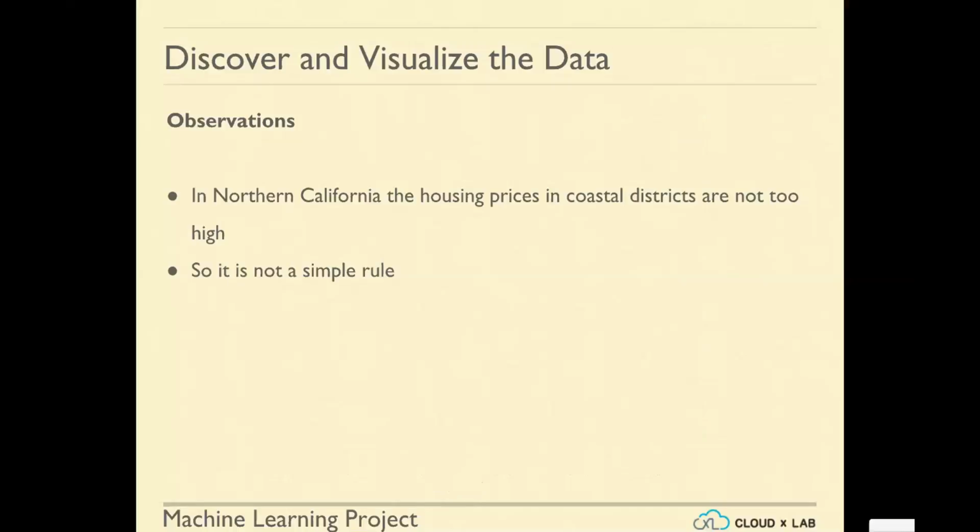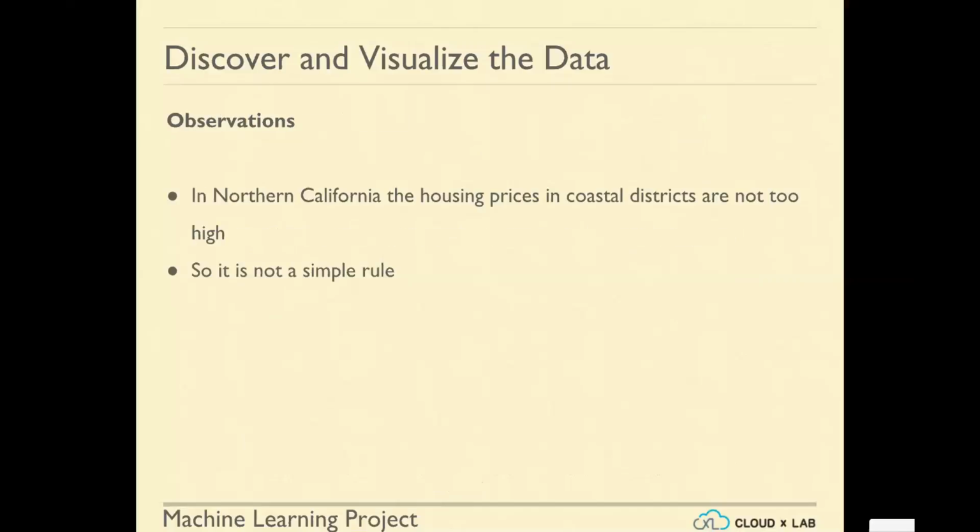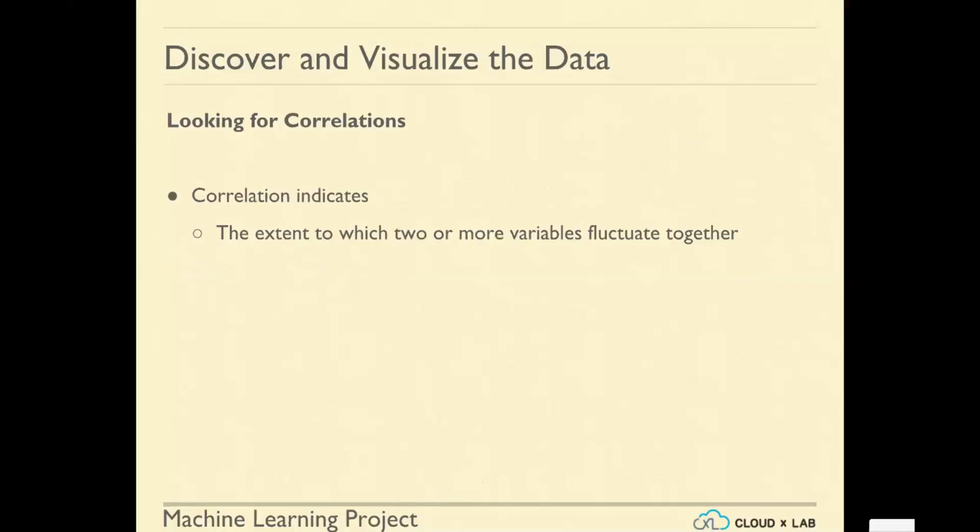So let's take a look at the other parameters. Let's try to find a stable, predictable way of forming the correlation. So let's try to understand what it means by correlation. Correlation indicates the extent to which two or more variables can fluctuate together.